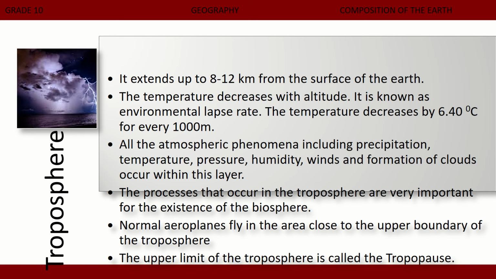All the atmospheric phenomena, including precipitation, temperature, pressure, humidity, winds, and formation of clouds occur within this layer. The processes that occur in the troposphere are very important for the existence of the biosphere. Normal aeroplanes fly in the area close to the upper boundary of the troposphere. The upper limit of the troposphere is called the tropopause.